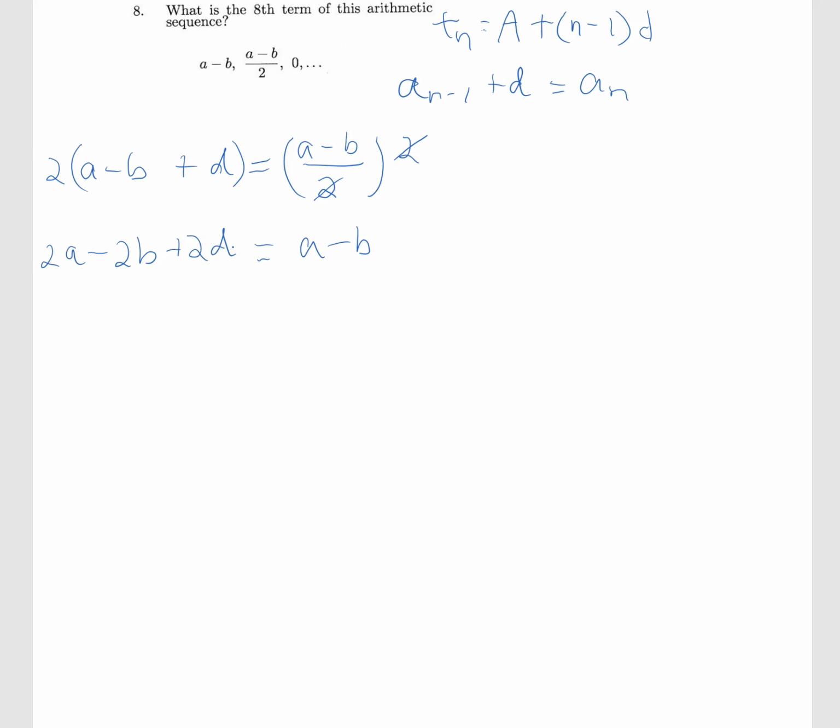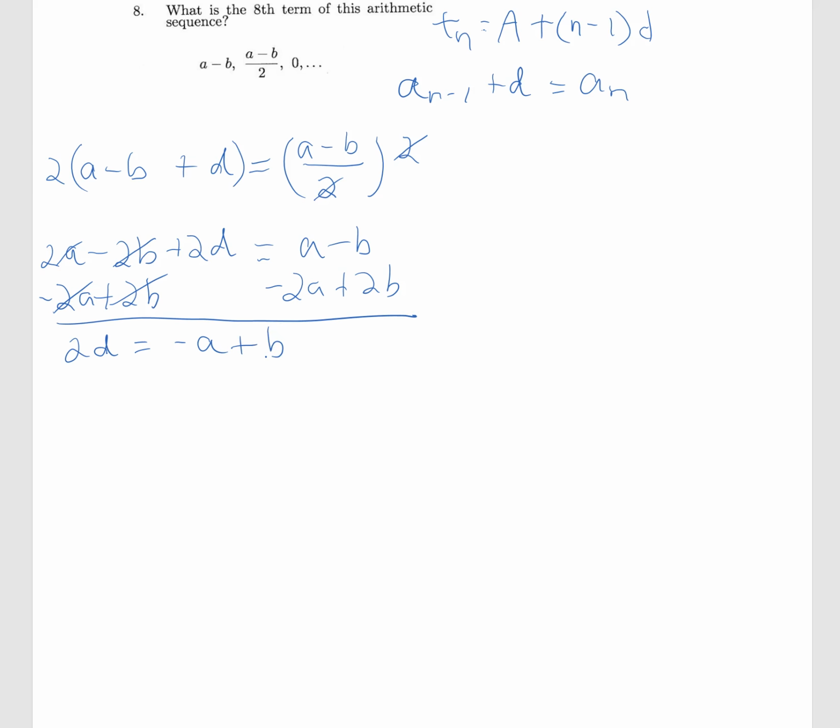All right, so now all I want to do is combine like terms. I'm going to move my 2a over to the right side by subtracting it. I'm going to add 2b. So this cancels out on this side to give me 2d equals a minus 2a, which is negative a. Negative b plus 2b is plus b on this side.